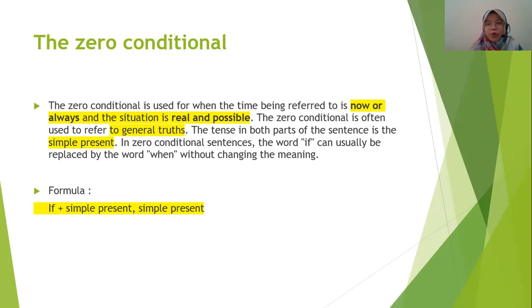The tense in both parts of the sentence is the simple present. In a zero conditional sentence, the word if can usually be replaced by the word when without changing the meaning. But in general, most of the time we use if rather than when. So this is the formula when you need to write a zero conditional sentence: if plus simple present, then a comma, and then simple present again.